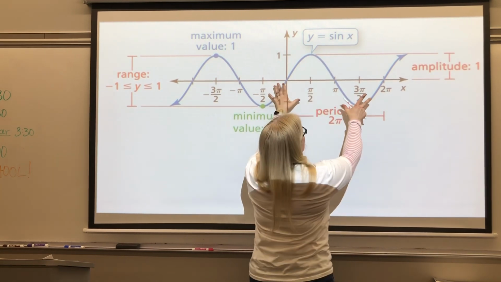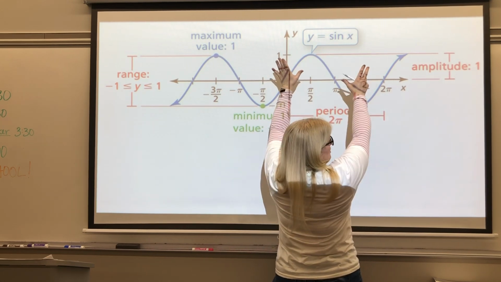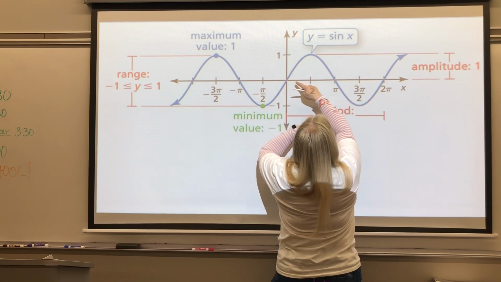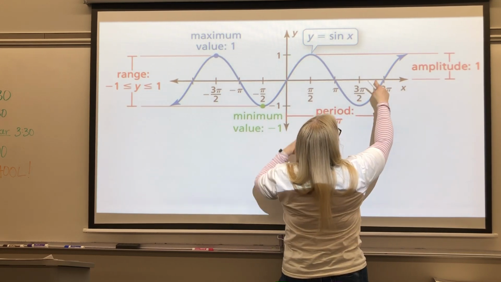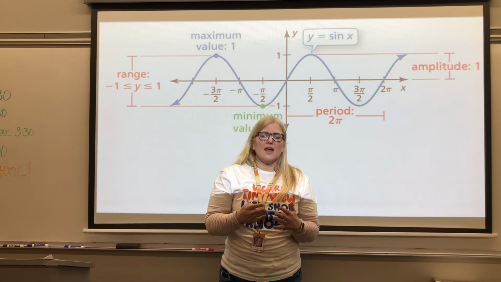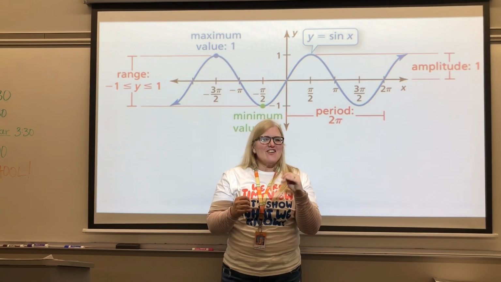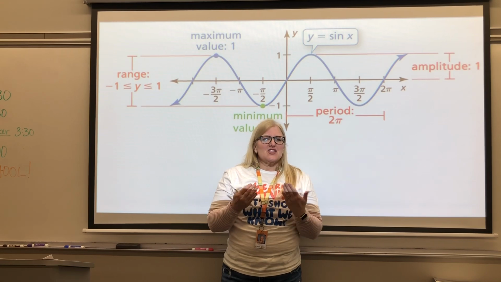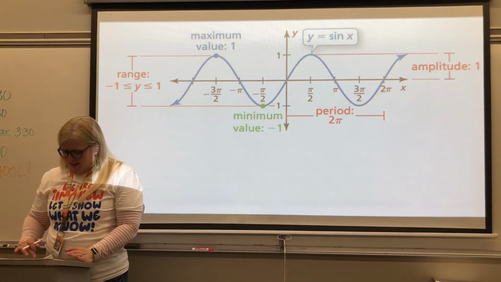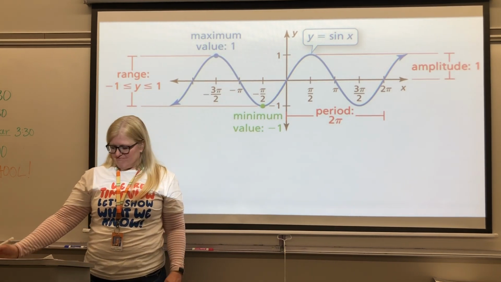So if we moved this all the way up, like a couple of units, and the middle here was 3, it would go from 2 to 4, but the amplitude would still be 1. 4 minus 2 is 2, divided by 2 is 1. Okay. All right, I'm not going to redo that because I don't have time.